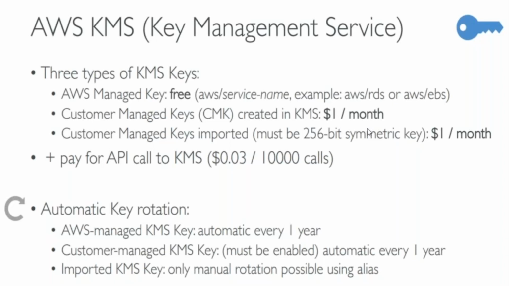Then we have the AWS managed key. It is automatic; after 1 year, it rotates. If you have customer managed keys, then you have to enable automatic rotation, like after every 1 year. Then we have imported KMS keys, where only manual rotation is possible, using aliases. Team, these are the key management services.